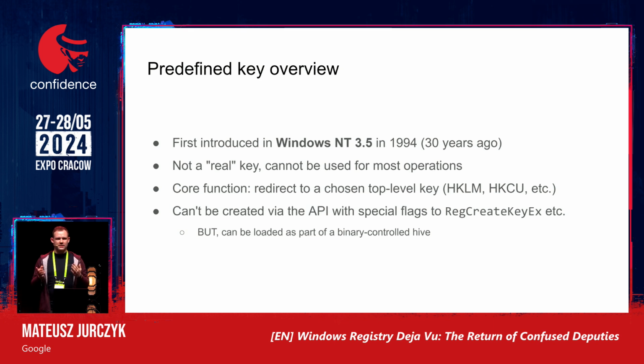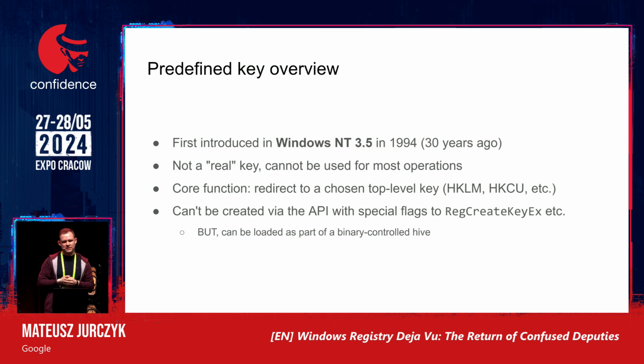So I will spare you the long process of actually reverse engineering the kernel to figure out what it does. I will just give you the overview. This mechanism is also very old. It was introduced in Windows NT 3.1, so the second iteration of Windows NT. And it's not a real key. It cannot be used for most operations that you perform on a normal key in the registry. Instead, its core function is to redirect to a chosen top-level key, such as HKLM, HKCU, and stuff like that.